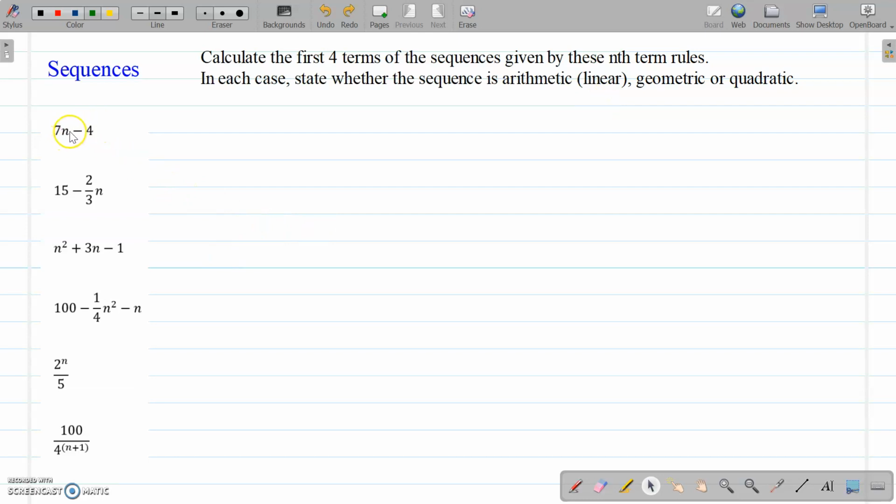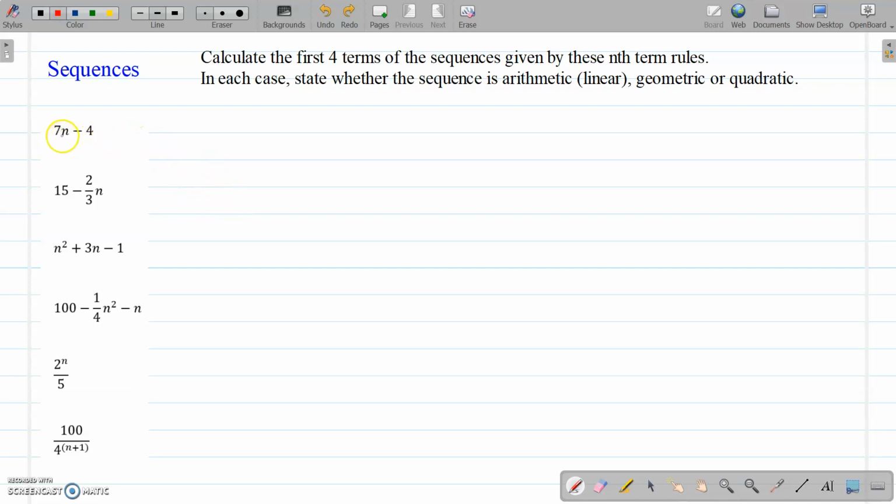Okay, so the first one is 7n minus 4. Well, n is simply the position in the sequence. So the first term n is 1, the second term means n is 2, and the third term n is 3, and so on. So we need four terms, so we need to make n equal to 1, 2, 3, and then 4, and substitute it into each expression.